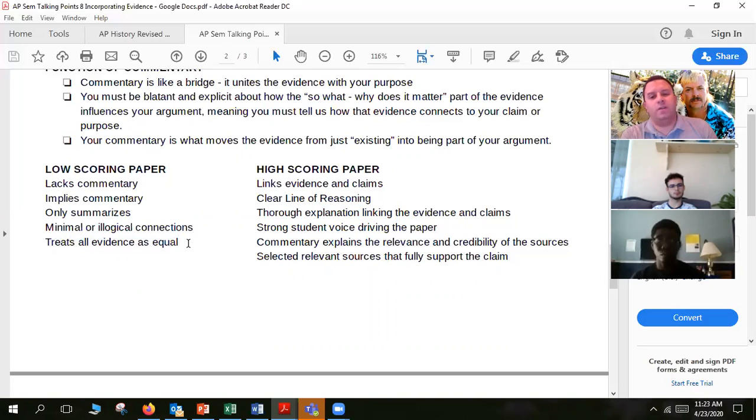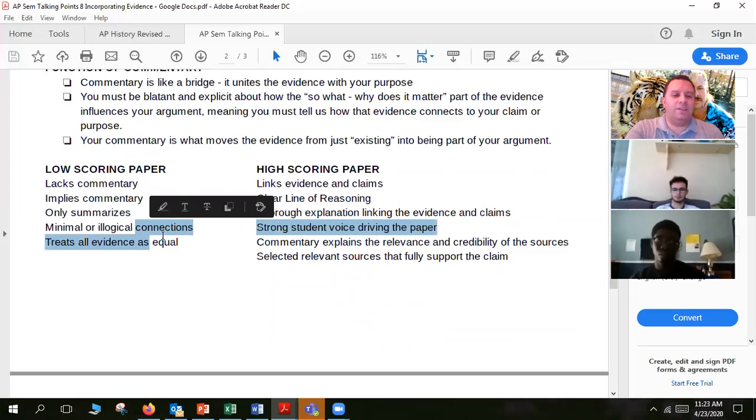An article that you found in the New York Times, again, credible source, but that article should not have as much weight in your paper as a study that you found in the New England Journal of Medicine, okay? That peer-reviewed study should carry more weight than that New York Times article. And that New York Times article should carry more weight than something that you found on Wikipedia, okay? So do not treat all of your evidence as being equal, okay?